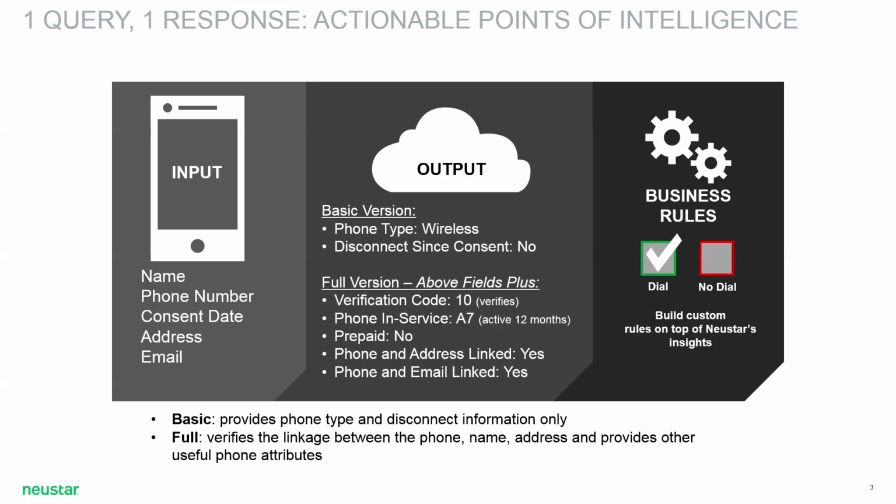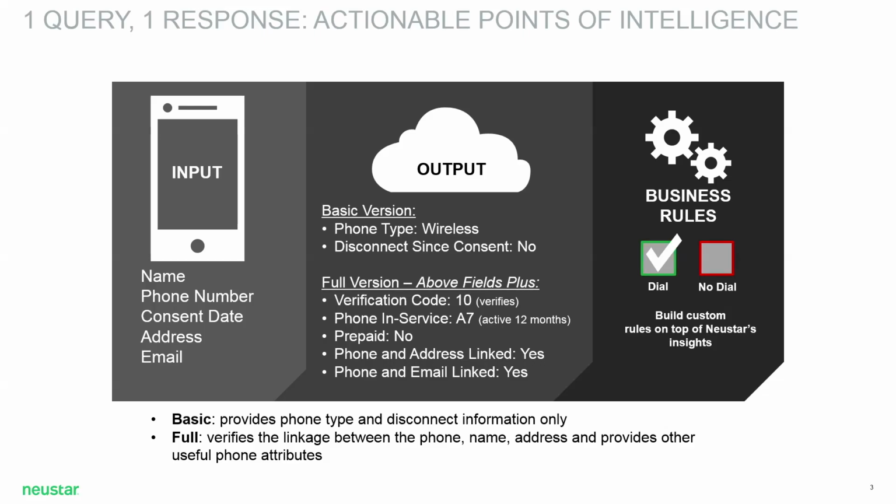In this example, a customer provides us a name, a phone number, a consent date, a physical address, and an email. And then Neustar can provide back information about the phone, whether it's been wireless or disconnected since the consent date. We always talk about consent dates here because the Telephone Consumer Protection Act, mandated by the Federal Communications Commission, mandates that a consumer must give consent to be auto-dialed on a wireless phone. I know that sounds like a lot, but when you boil it down, it's just that consumers need to consent to have someone contact them on their wireless phone given certain technologies.